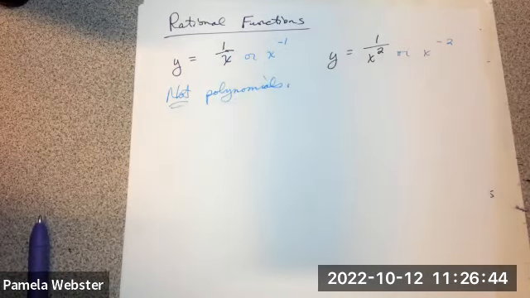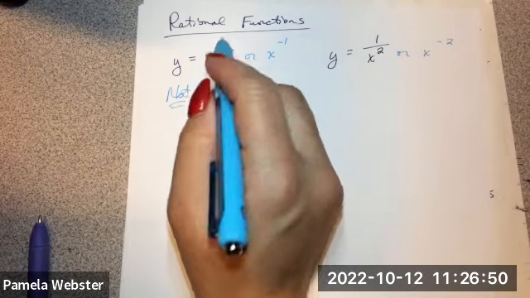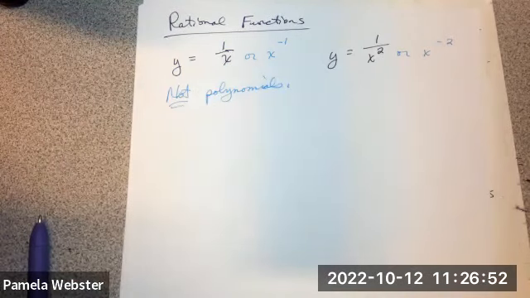Okay, and they are called rational functions, and it should be pretty obvious. It looks like a ratio, right? It looks like a fraction. So that's why they call them rational.